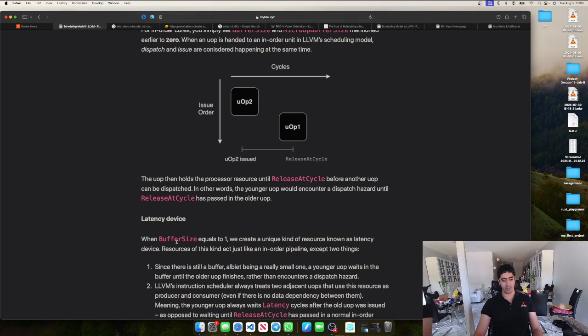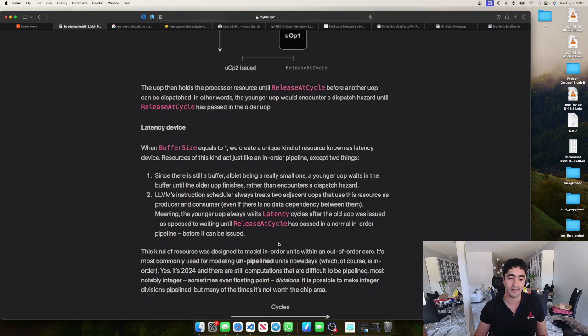Latency device. When buffer size equals 1, we create a unique kind of resource known as a latency device. Resources of this kind act like an in-order pipeline, except for two things. Since there is still a buffer, albeit a really small one, a younger UOP waits in the buffer until the older UOP finishes, rather than encountering a dispatch hazard. LLVM's instruction scheduler always treats two adjacent UOPs that use this resource as producer and consumer, even if there are no data dependencies between them, meaning the younger UOP always waits latency cycles after the older UOP was issued, as opposed to waiting until the release-at cycle has passed in a normal in-order pipeline before it can be issued.